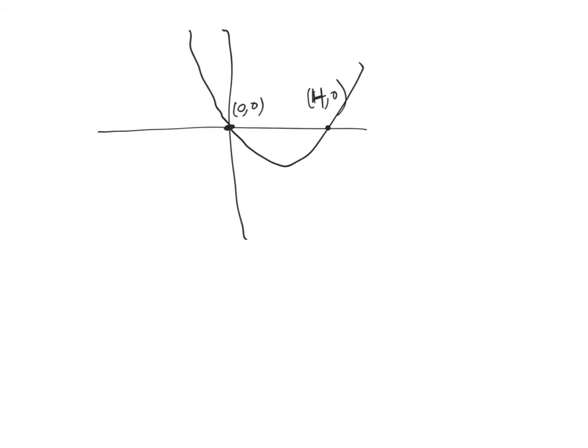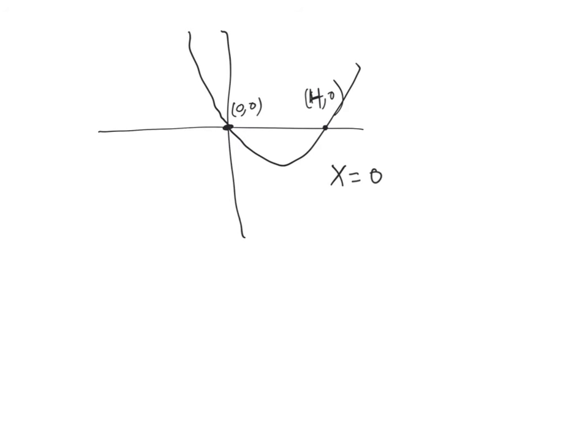It goes like this. Okay, and I'm given the fact that this is 0, 0, and this is 4, 0. Okay? So I do the same thing. I say x equals 0, because that's one x-intercept, and then x equals 4.